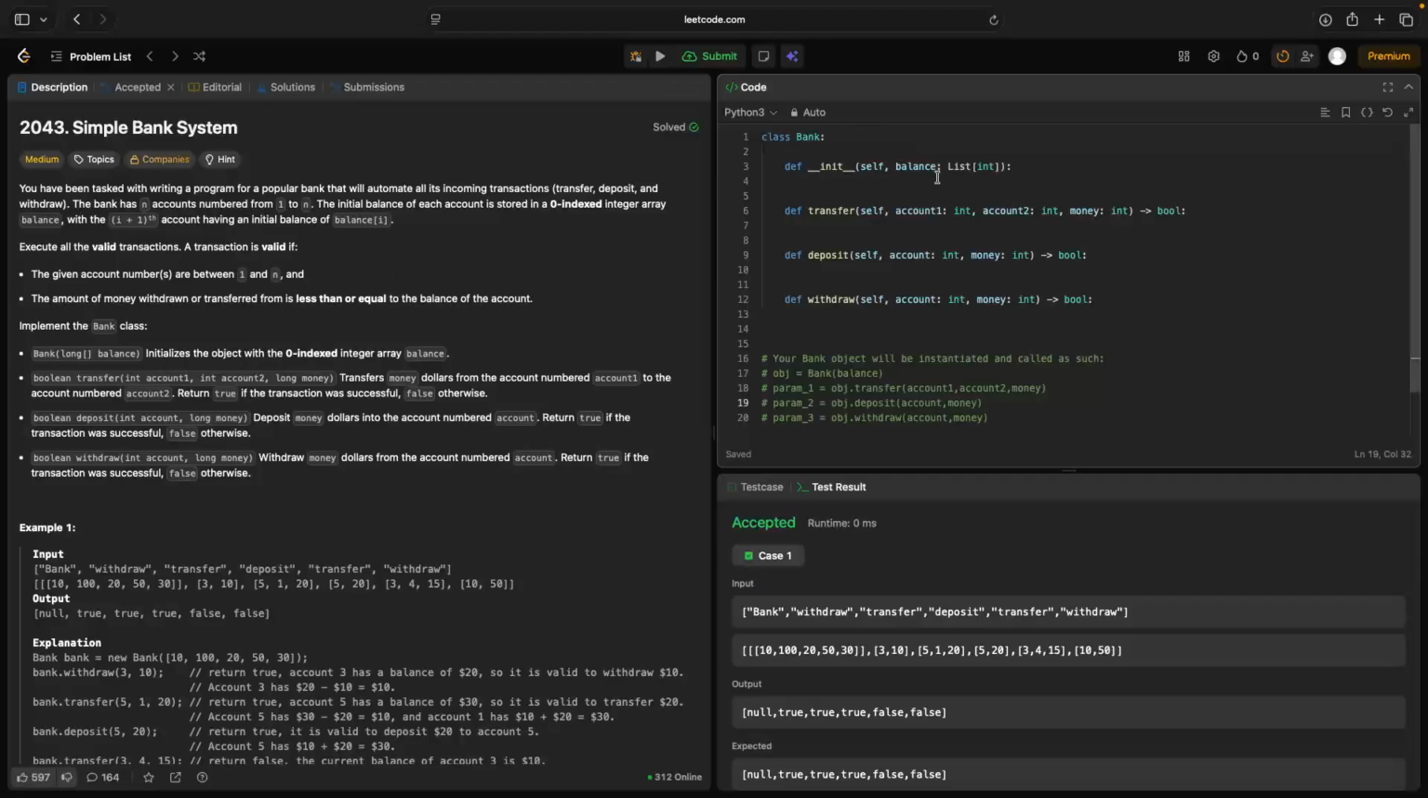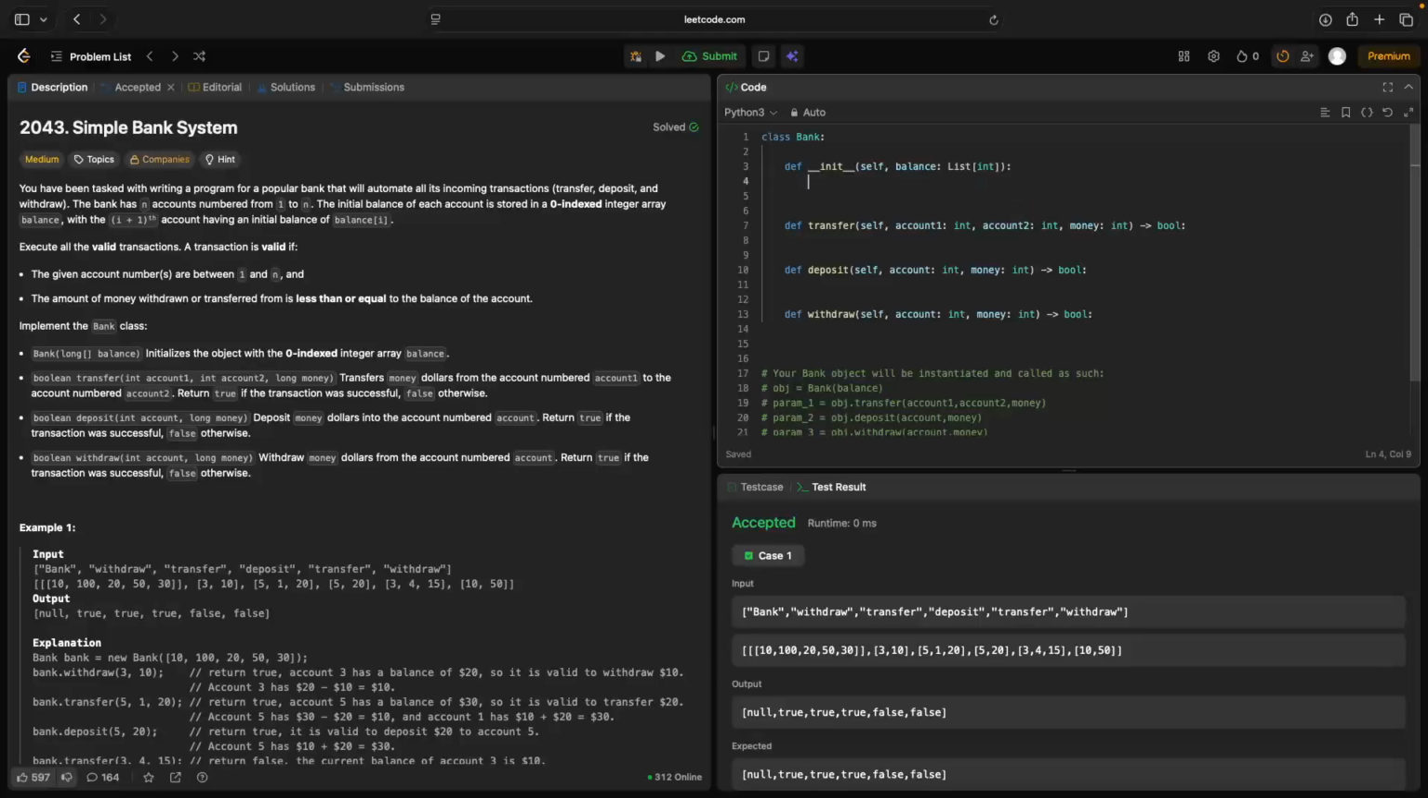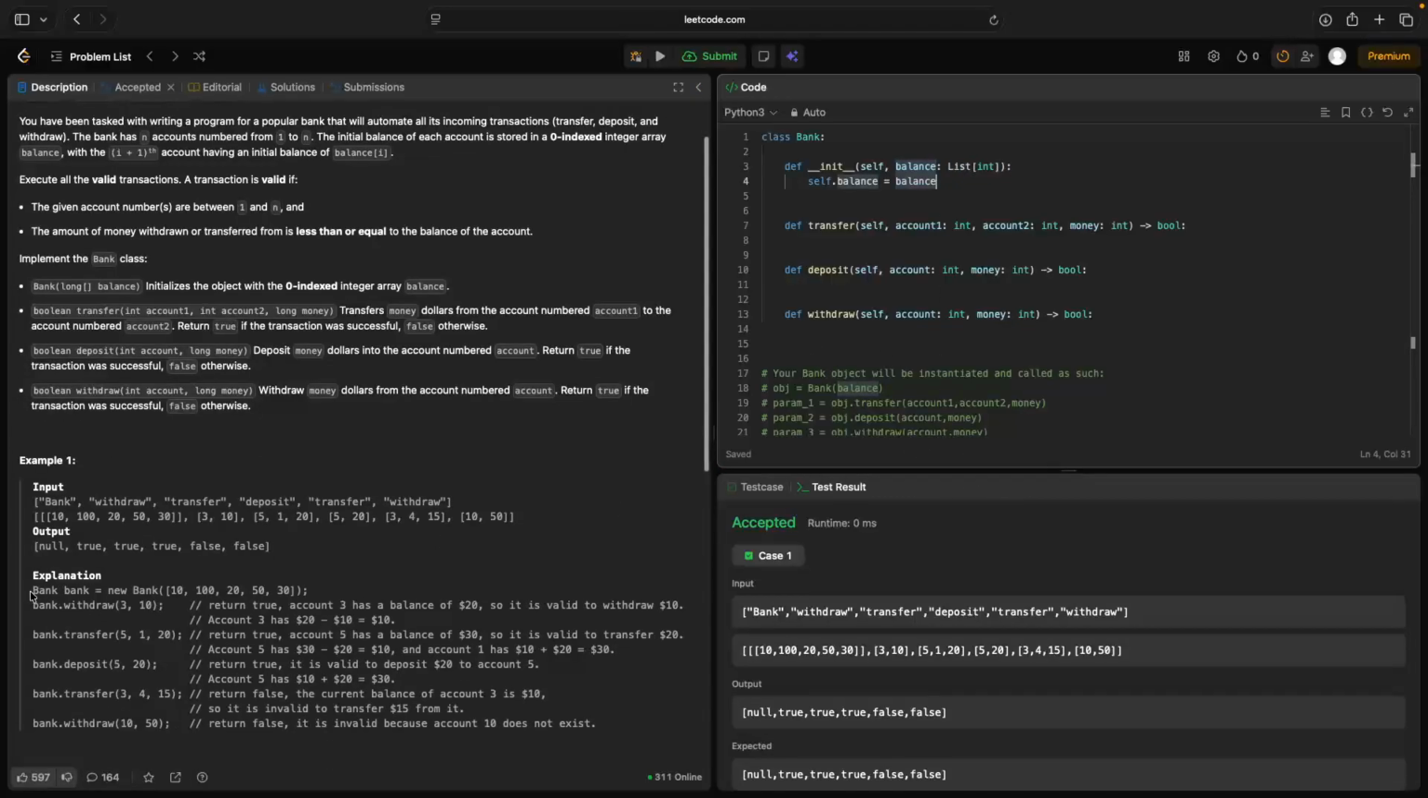So for our initial constructor, we can initialize the balance object here as self.balance to be used in the other functions, which is the initial array that it is created as. So in this case, you can see in the explanation that the initial array is the new bank object with this amount of accounts and their balances.